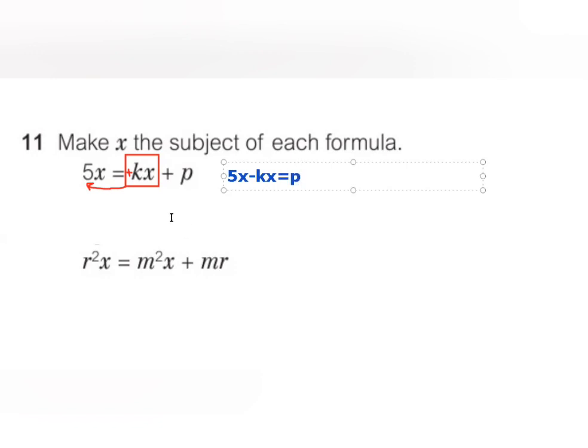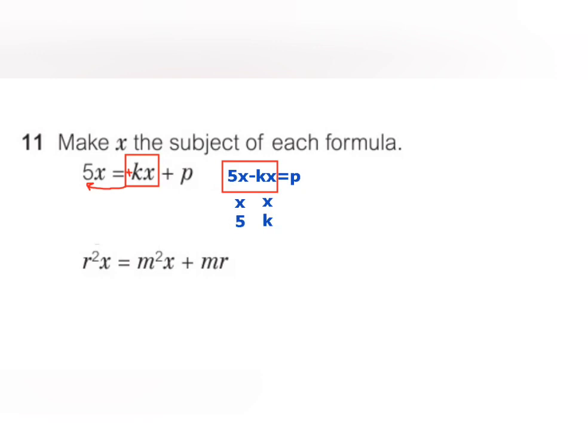This is the first step. As we said, we took the kx to this side and we end up with 5x minus kx equals p. Now I noticed that here we have a common factor, which is the x, and we talked about getting common factors or factorizing two elements. To factorize this, first we have to break them down. The 5x is 5 times x, and the kx is x times k. So we broke this down into its prime factors.